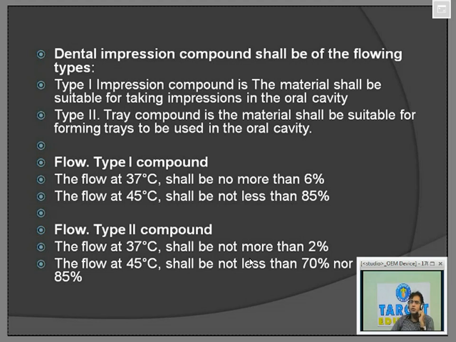So regarding the flow for type 1 compound, which is the green stick or the low fusing, the flow at 37 degrees centigrade should be no more than 6%, which is the question asked over here. While the flow at 45 degrees centigrade should not be less than 85%. Otherwise, we won't be able to record the details in the oral cavity. So the flow for type 2 compound, which is more rigid, should not be more than 2% at 37 degrees centigrade. And at 45 degrees centigrade, it should not be less than 70%, nor 85%.